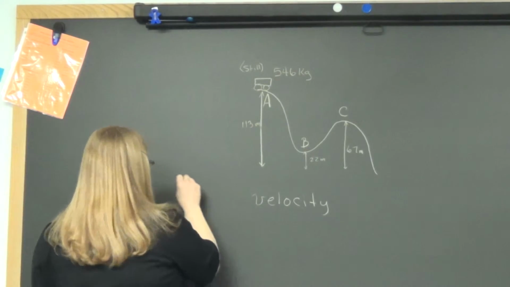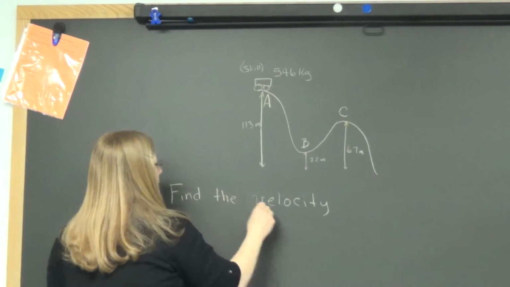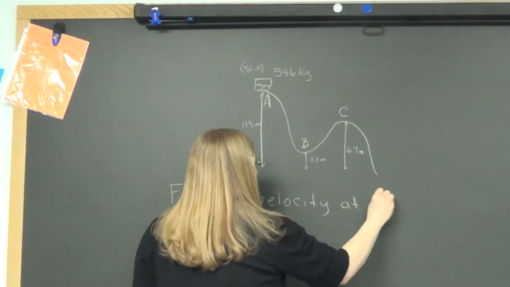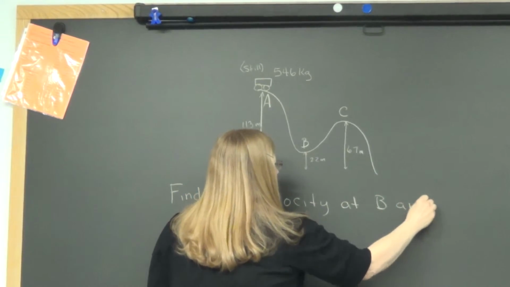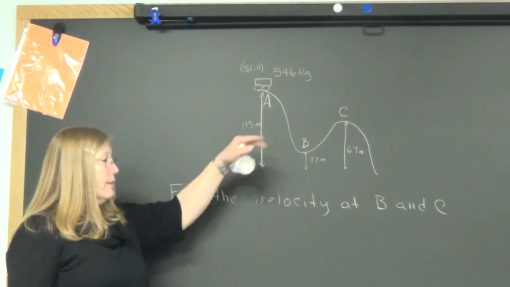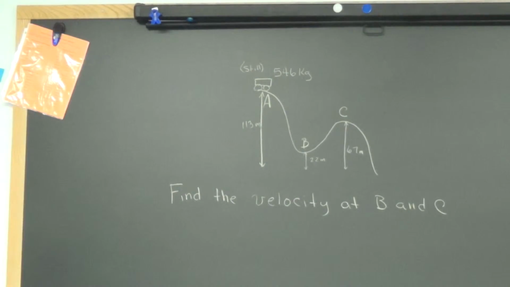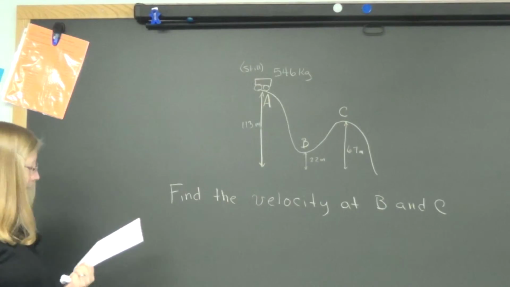And I want to find the velocity at B and C. If it's starting from still and going down these slopes, what will the velocity be? Do you think it'll be very big at B or C? Or do you think it'll be higher at B or C? All right, let's find out all these questions.